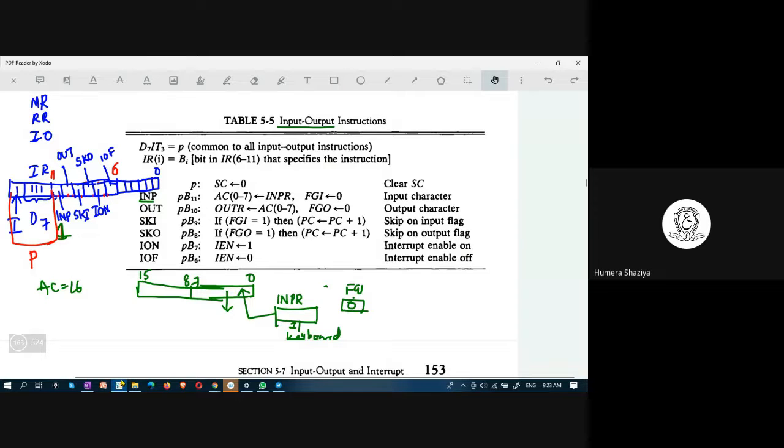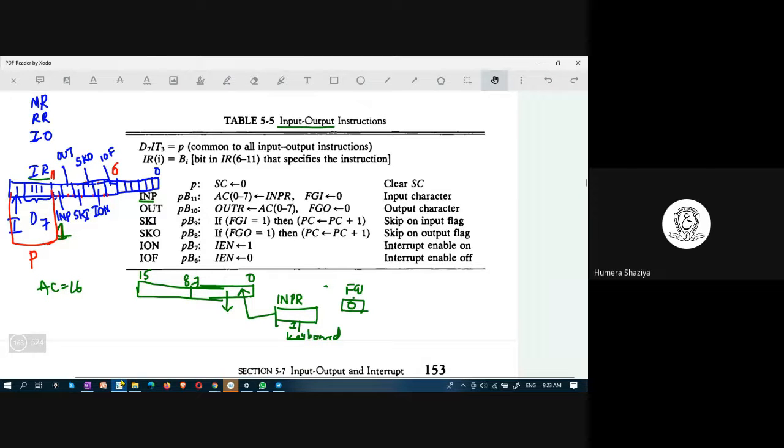When you press the key, FGI will be set to 1, and the input register will contain the code for the key that has been pressed by the user. After that, when the instruction register instructs the computer to accept the data from the input register, at that point, the input register data is transferred into the accumulator. The input register is empty now, and FGI is set to 0 so that another character can be received into the input register.